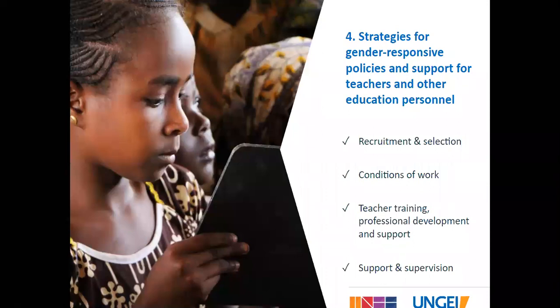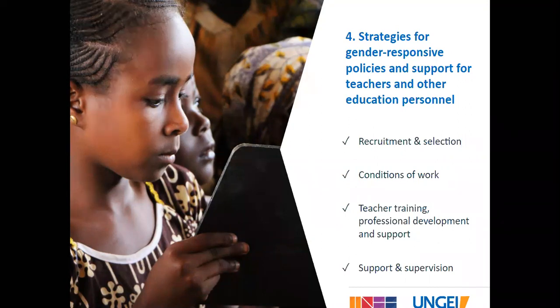Thank you, Emily. So we're moving on to section 4, which focuses on strategies for gender-responsive policies and support for teachers and other education personnel. Teachers have a central role in delivering quality, inclusive education, and they have the opportunity to create new, more inclusive and equitable norms and standards in classrooms.